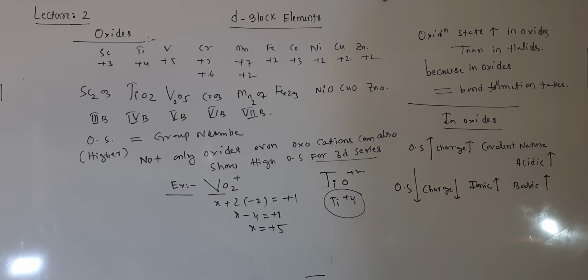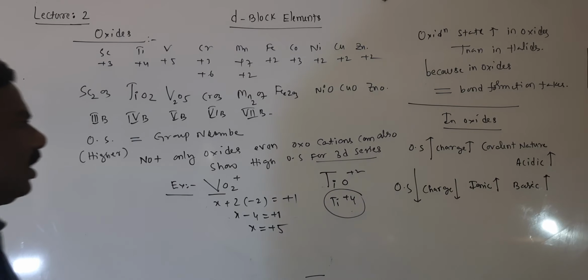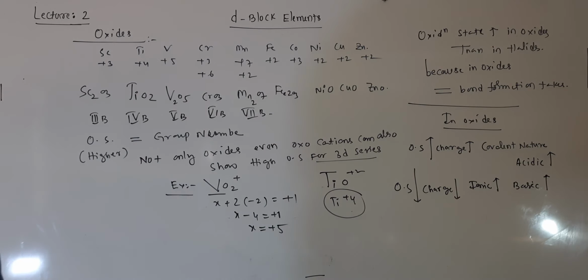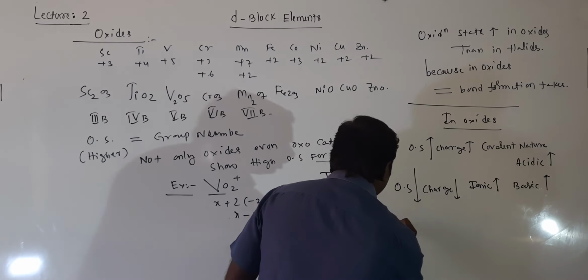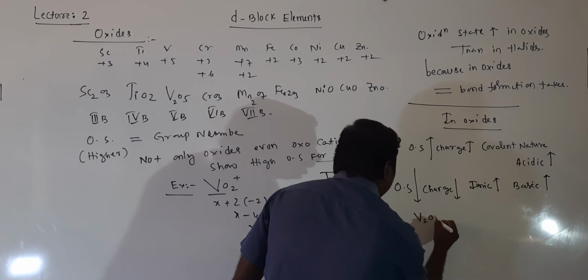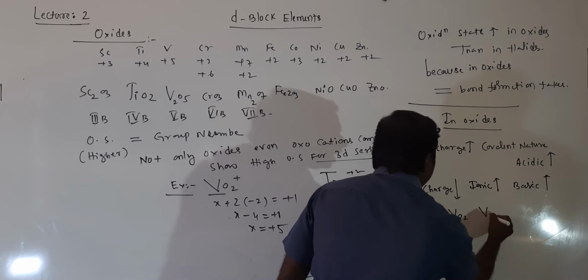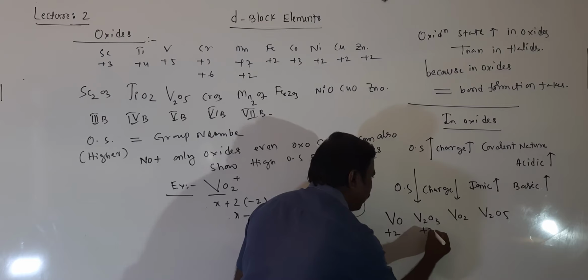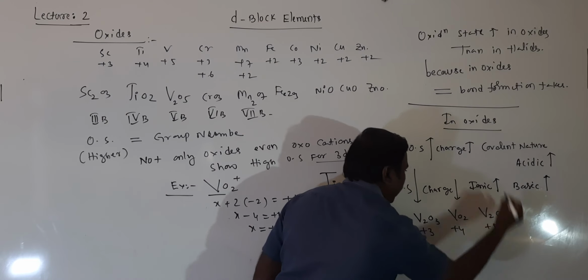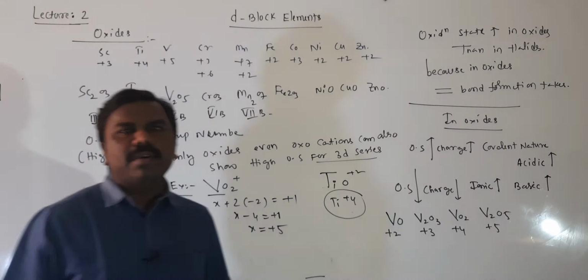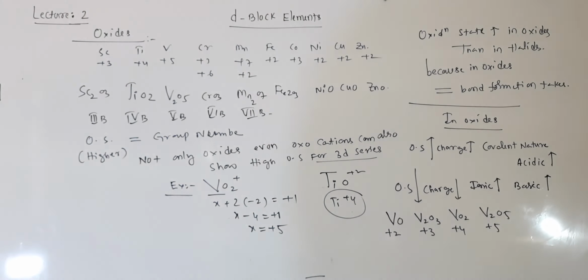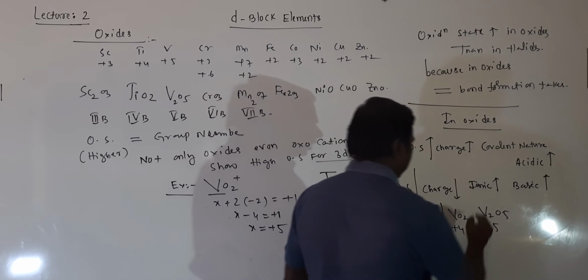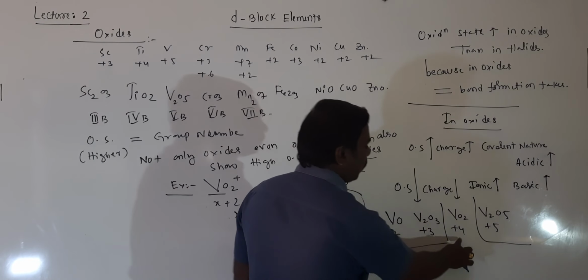Oxidation state decreases, basic oxide. One simple example I am taking, students: VO, V2O3, VO2 and V2O5. VO means plus 2 oxidation state, then plus 3, plus 4 and plus 5. These are the vanadium oxidation states in these oxides. These two are lower oxidation states, and this is a higher oxidation state, this one is moderate.